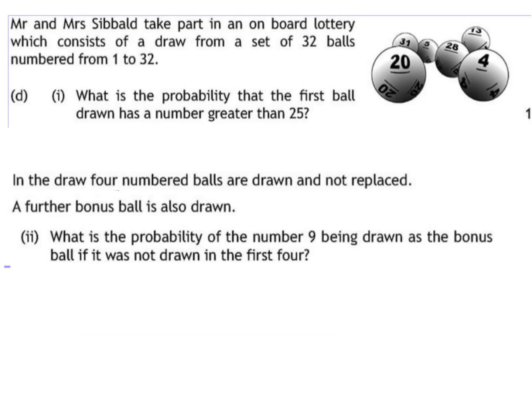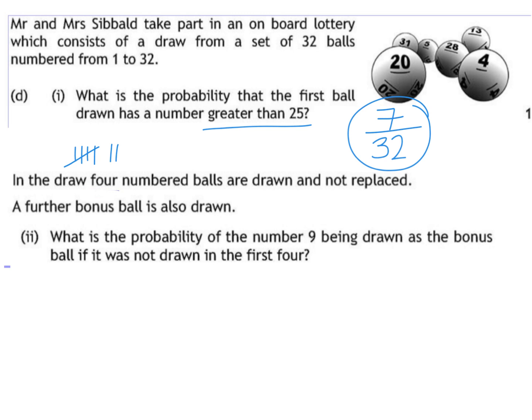Right, one last for you. This one is about the lottery. So 2 parts to this one. So we have got numbered balls 1 to 32 in the lottery. And it says, what is the probability the first ball is a number greater than 25? So we're not including 25. So we're including 26, 27, 28, 29, 30, 31 and 32. So we've got 7 balls bigger than 25 out of a possible 32 balls. And that doesn't simplify, so that's part A done.